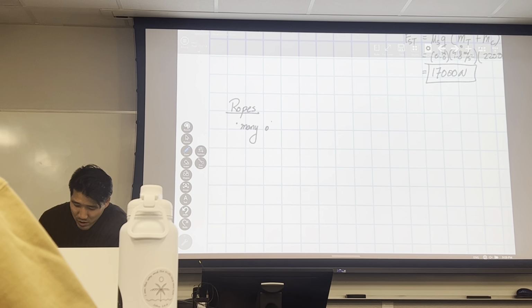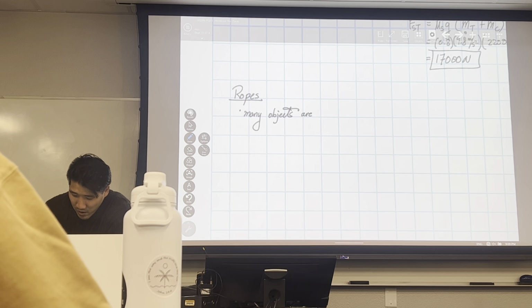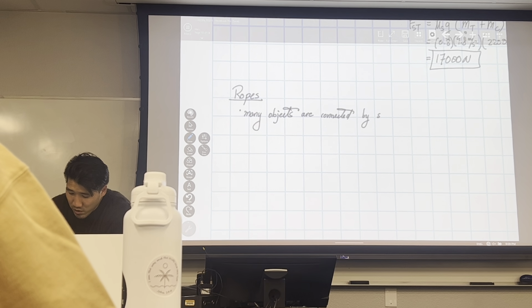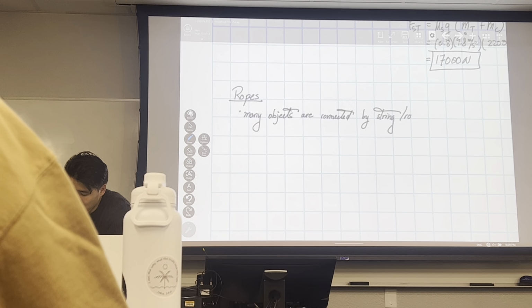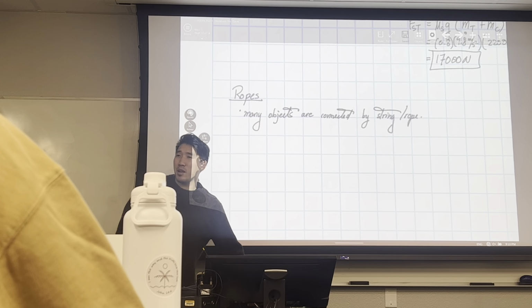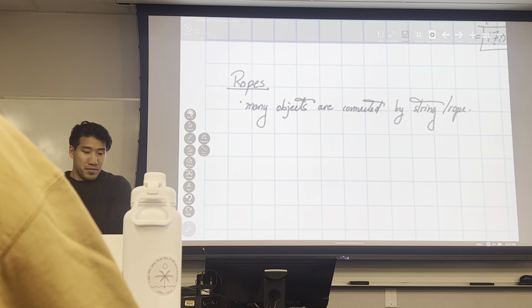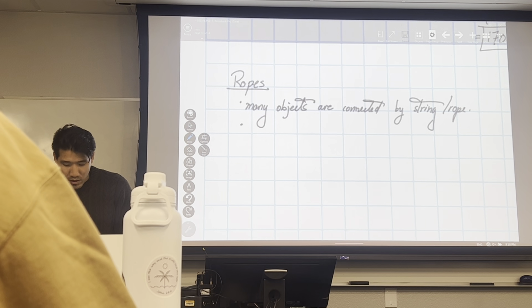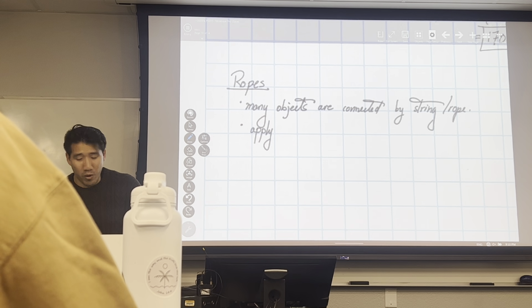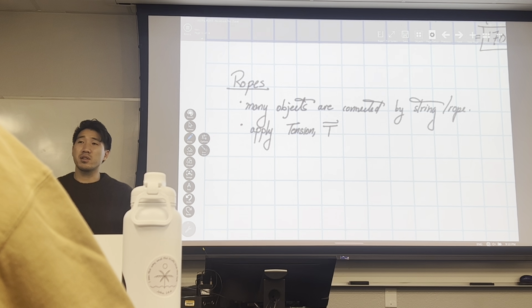So I'm sure you will agree with this observational note that many objects are connected by string/rope. Because this is such a common occurrence, of course, understanding it in a slightly deeper fashion should be of great value to you guys. In terms of how we are concerned with, ropes apply a force that we call tension. It is called tension, and we give it the notation capital T.